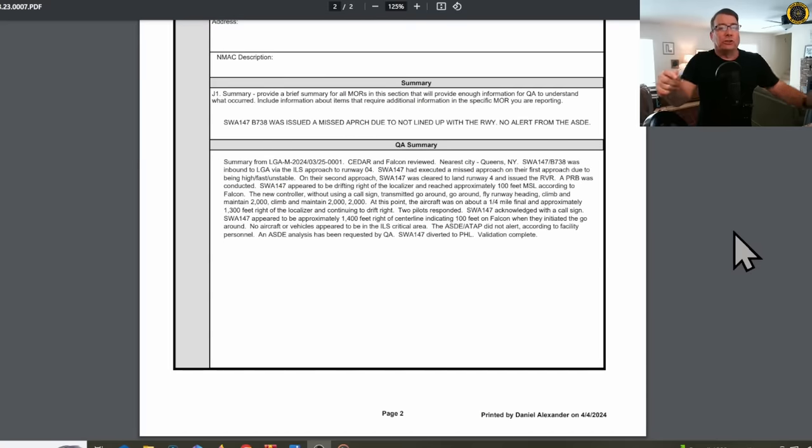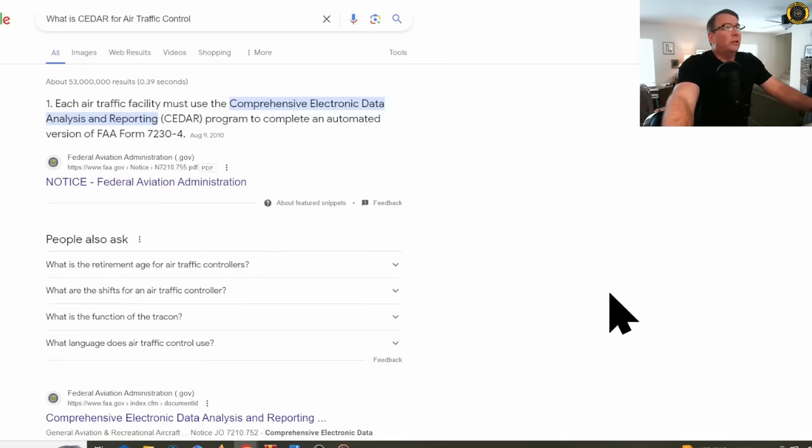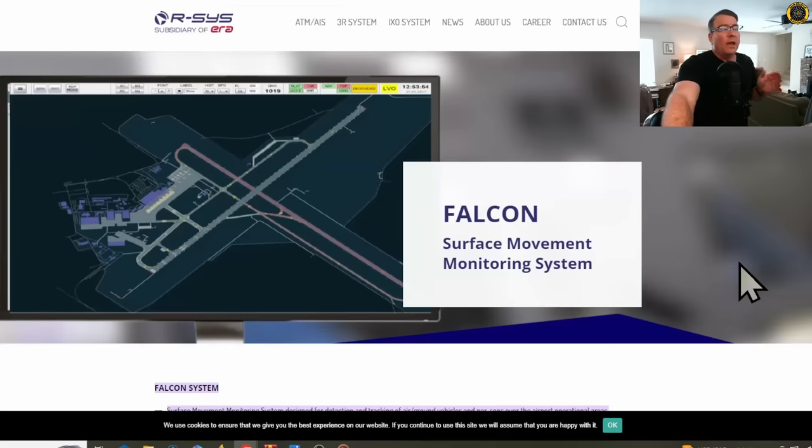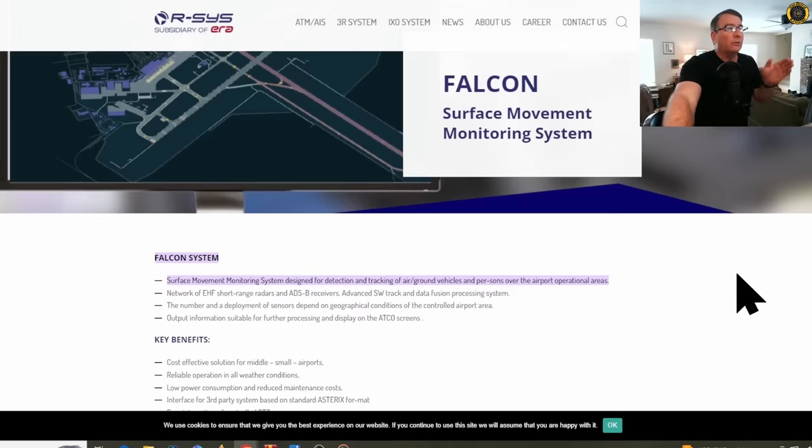From the automatic ground surveillance or the automatic equipment in the tower, they did not receive any warning from the automation that they have available to them in the tower. It was the controller's eyes that alerted them to the situation. QA summary. Cedar and Falcon reviewed. Well, what's that? Cedar is the comprehensive electronic data and analysis reporting program that's automated through the FAA. And Falcon refers to the surface movement monitoring system available to the air traffic controllers.